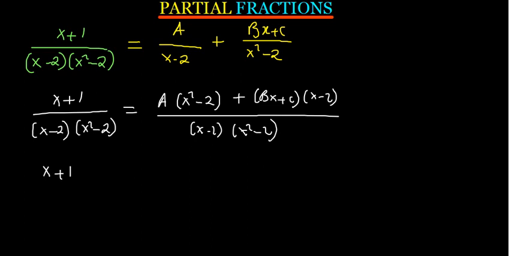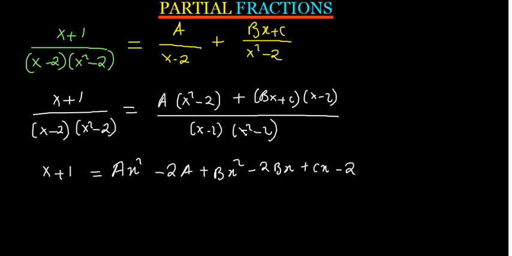That will be x plus 1 equal to, I'm going to distribute the a, so that will be ax squared minus 2a, and then I'll multiply also the bx with the x, that will be bx squared, bx times negative 2, that will be negative 2bx, and then c times x, that will be cx, then c times negative 2, that will be negative 2c.